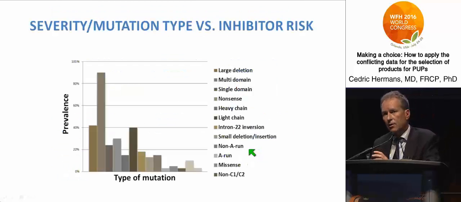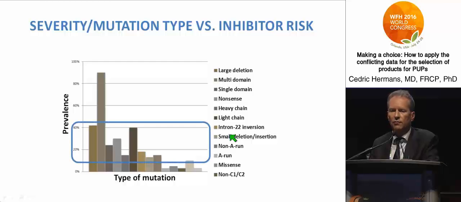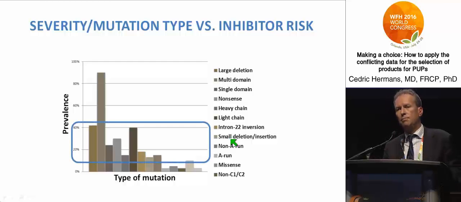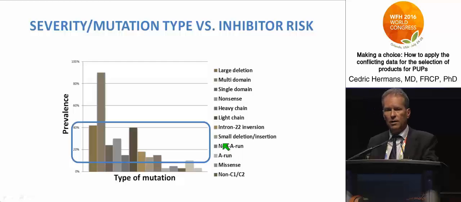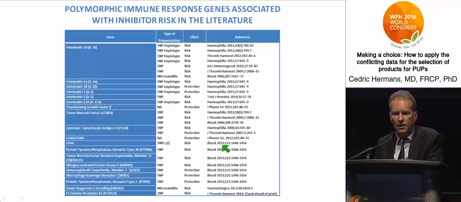Clearly, the genetic background is very important, and we know that the type of mutation is clearly correlated with the risk of inhibitor development. But we shouldn't forget that in many parts of the world, the genetic background has not yet been identified for many patients.